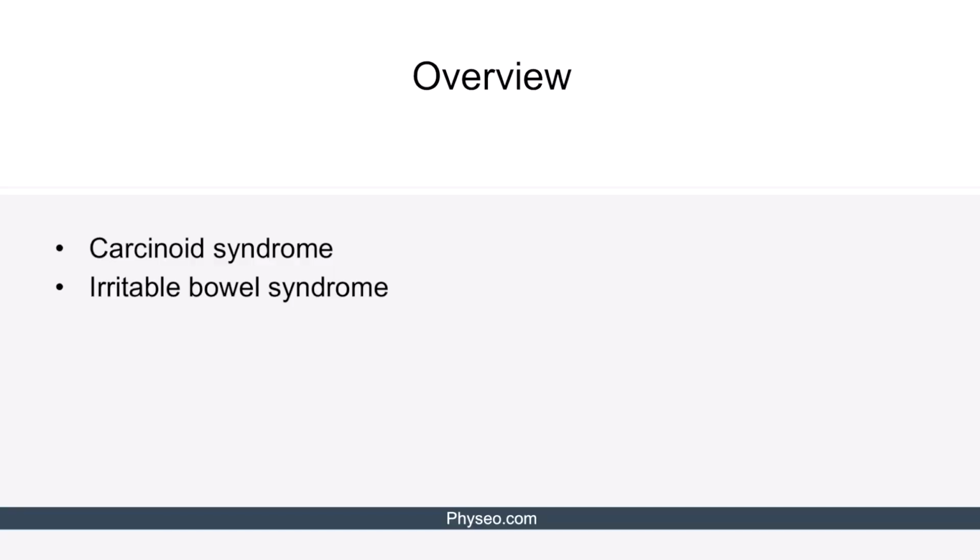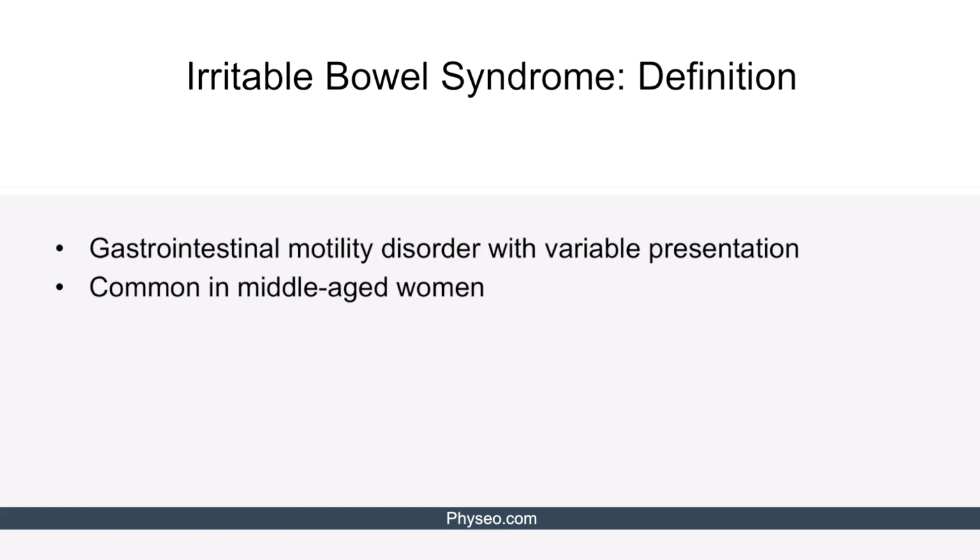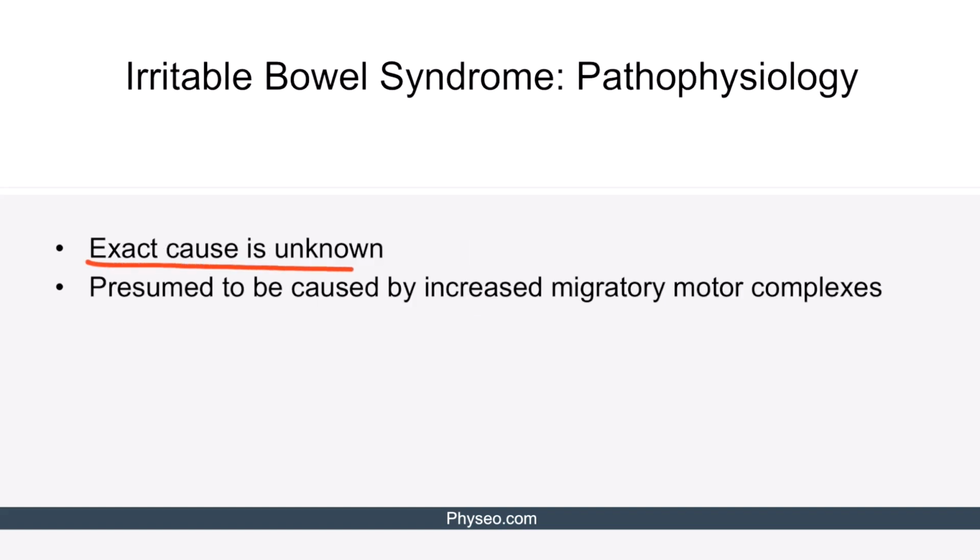Let's finish this lecture by discussing irritable bowel syndrome. Irritable bowel syndrome, also known as IBS, is a gastrointestinal motility disorder with variable presentation. It is common in middle-aged women. Although the exact cause of irritable bowel syndrome is unknown, it is presumed to be caused by increased migratory motor complexes.